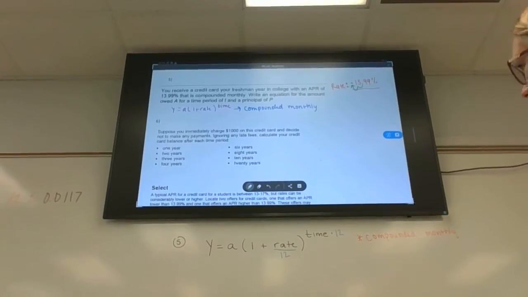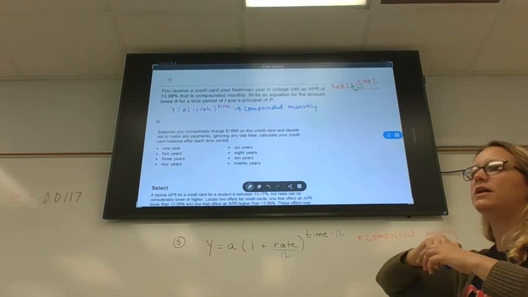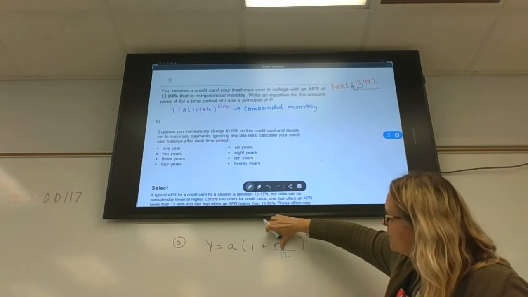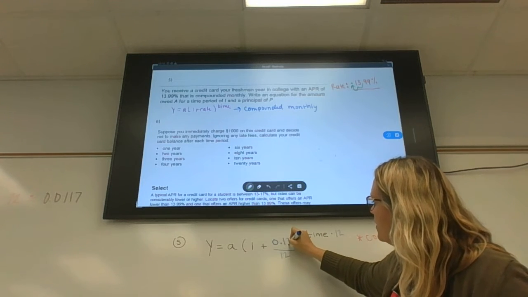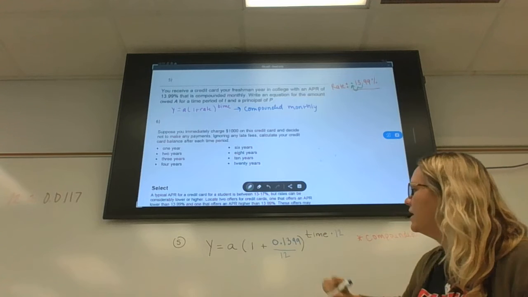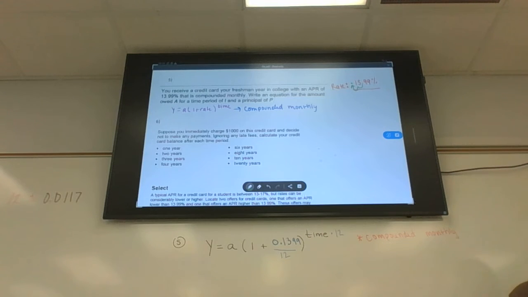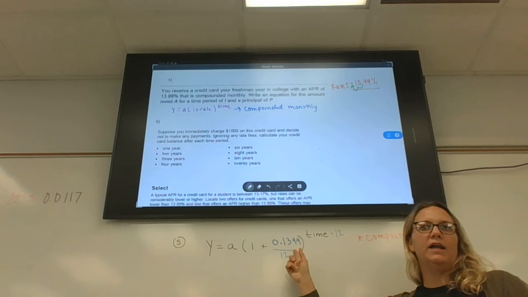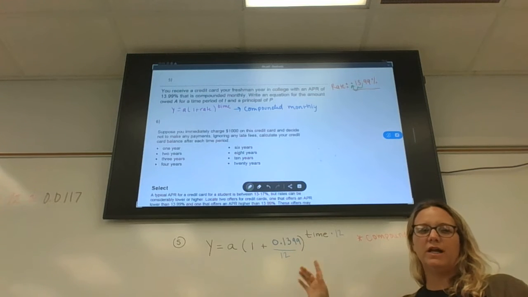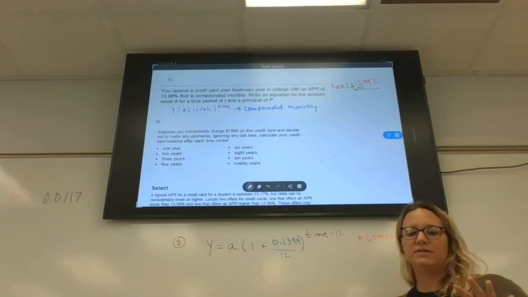So in your formula for rate, you're gonna put 0.1399. So I'm gonna help you simplify this. Let's divide in our calculators. Kiki, you got your calculator? Let's do 0.1399 divided by 12. And I'm going to help you round that so everybody has the same number.